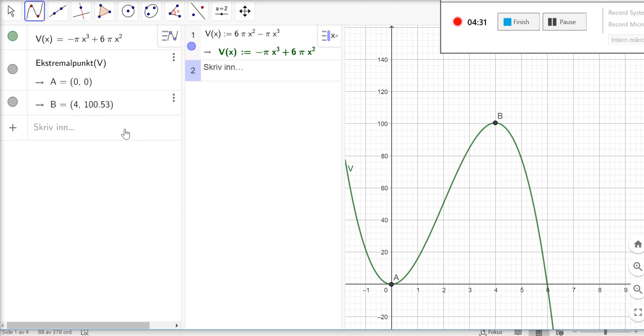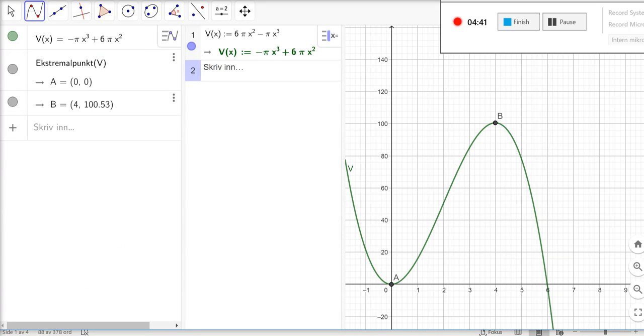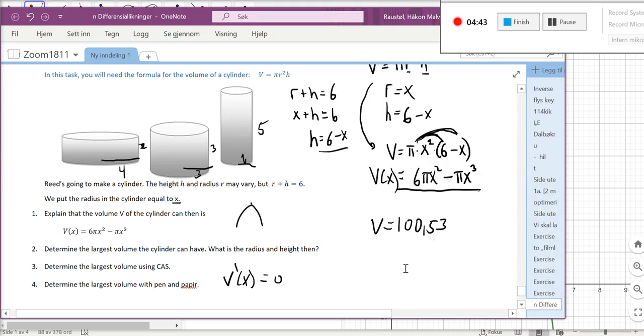And of course, let's get over here and get the answer here. The largest volume is then 100.53, wasn't it? Yes, that was the largest volume, and that happens when the radius x, which is r, is 4, and then of course the height. Remember that these two together should be 6, so the height is then 2.